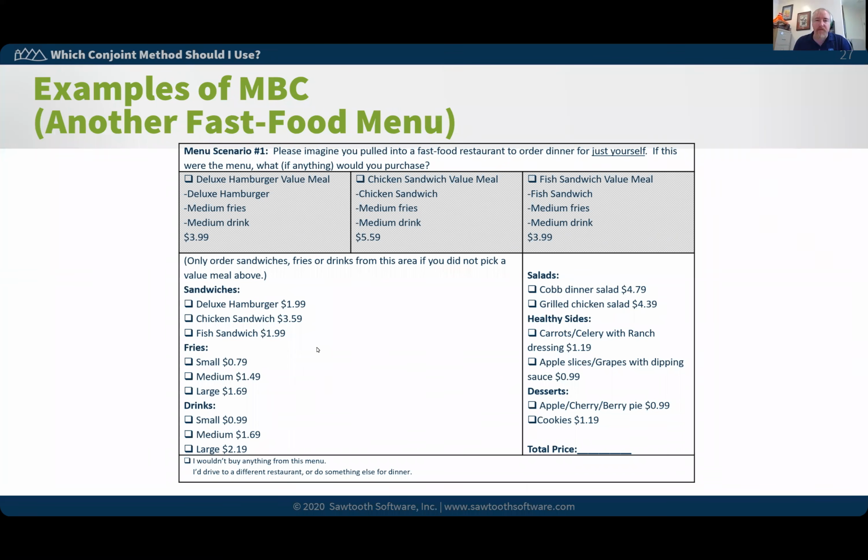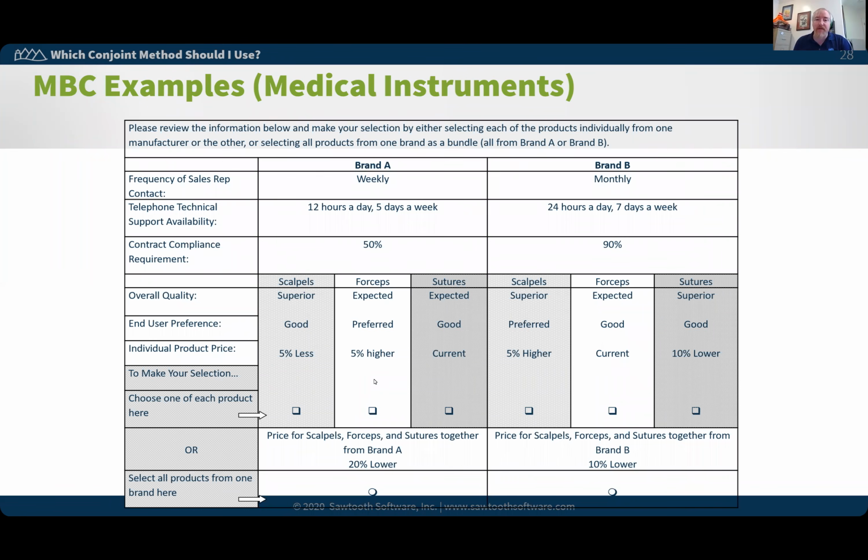Here's another one that's a little bit more complex. Here's one for pharmaceutical goods where they can buy from a single supplier or they can source these things independently. And so there's some attributes that go into the products themselves, but there's also attributes that go into what the supplier looks like, how often they come and visit. And so I can model all of this together in a menu-based choice.